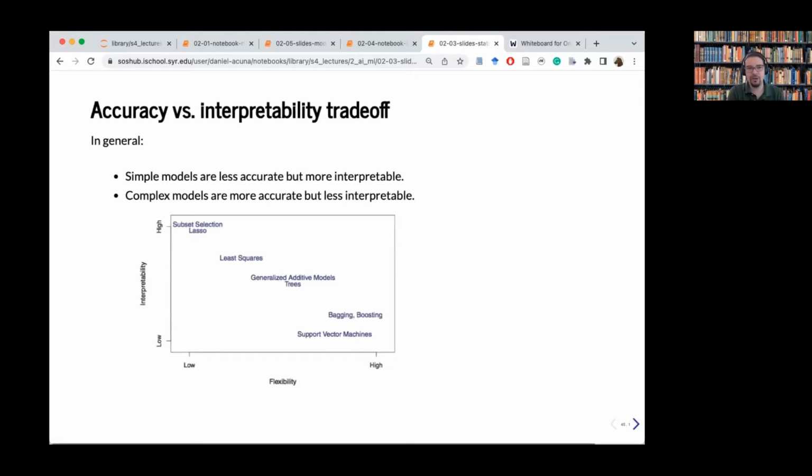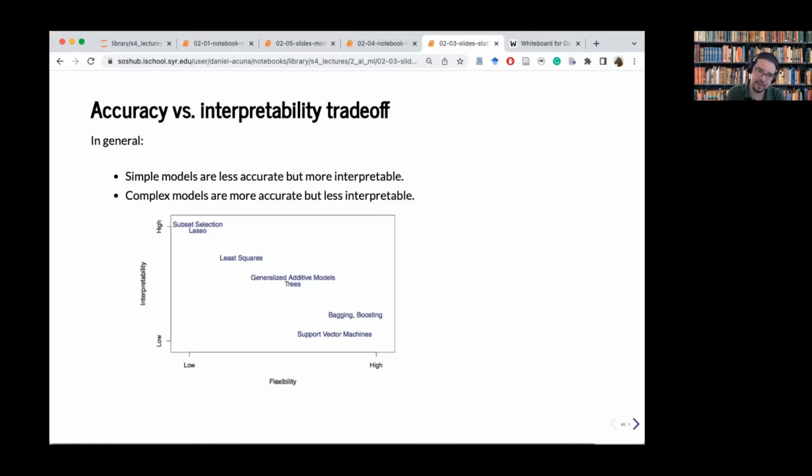Another very important concept in this is the idea that some models are very easy to interpret, but are not very good at the accuracy that they have.